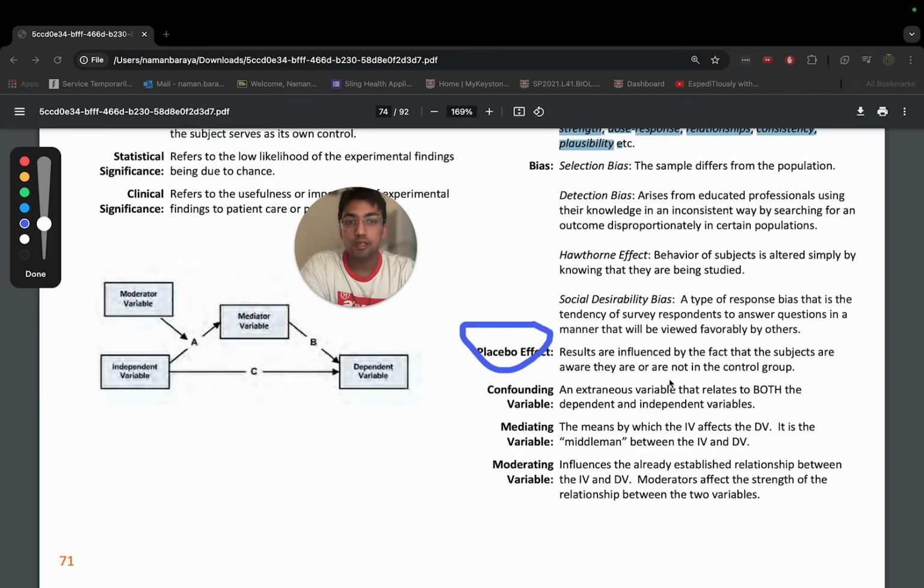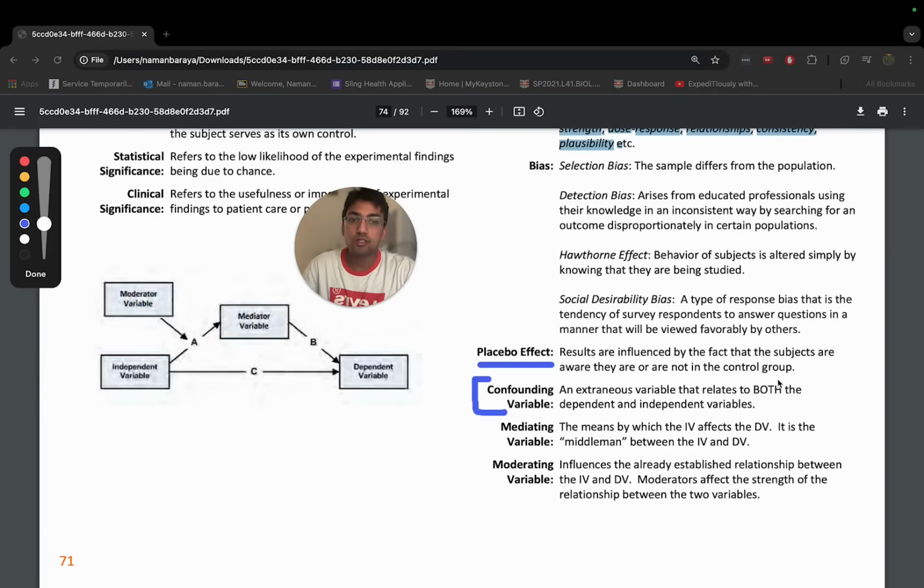Placebo effect is the idea that results are influenced by whether subjects are aware that they're in the control group. So you want to make sure that they're blinded to it. Make sure they don't know whether the pill is a placebo or the pill that is supposed to have an effect. So give them a placebo pill and tell them this might be a placebo pill or this might be the pill that we're hoping will have an effect.